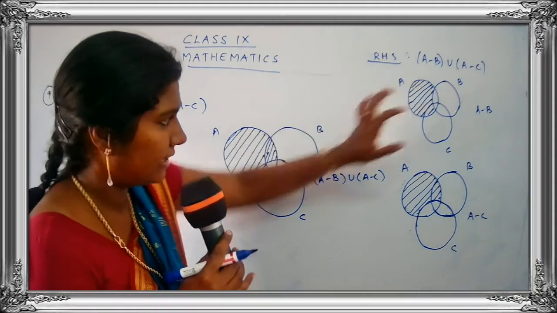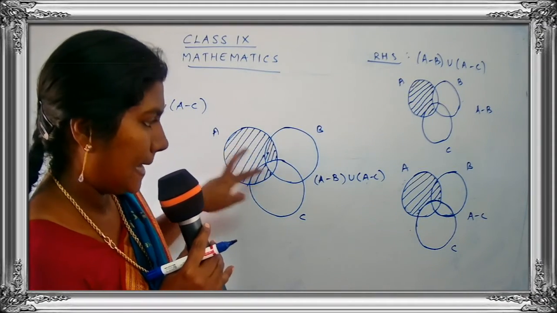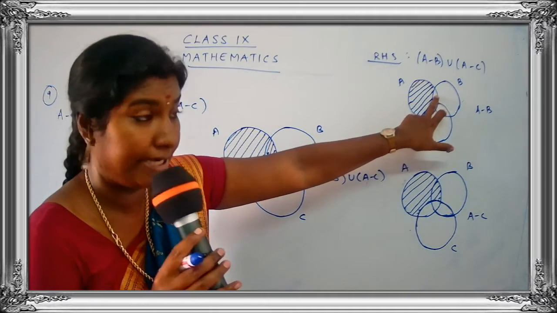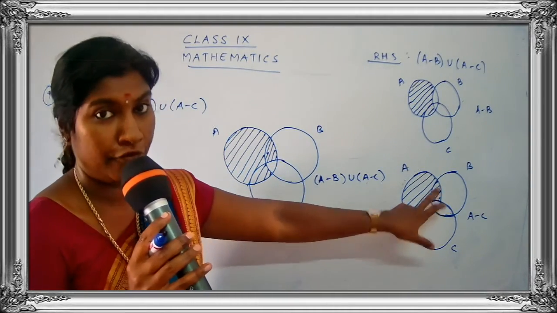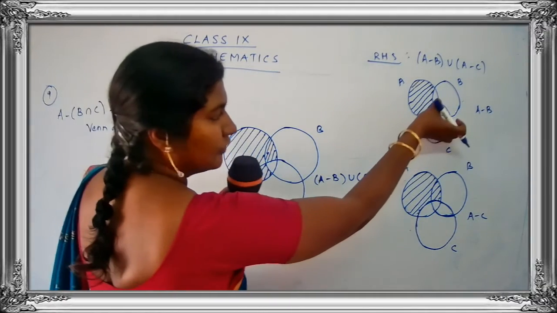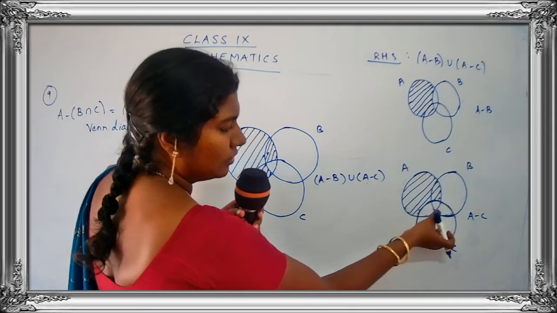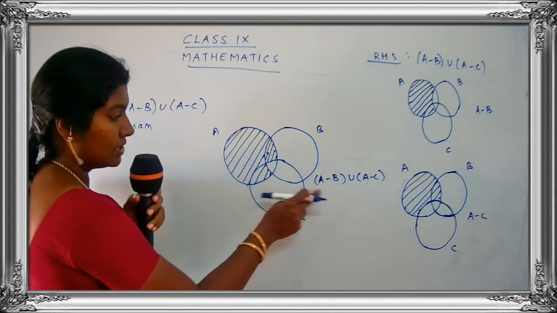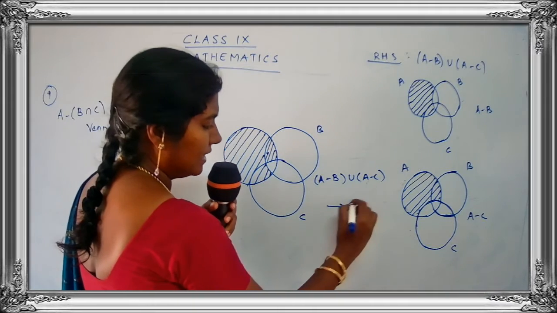So the A part was shaded. So I have shaded the A part. And then here the common part was shaded. Here the common part is not shaded, but here the common part is shaded for A and B. So I am just shading the common part. So this part is left out. See, the middle part is left out. Here also I am leaving the middle part. So this is A minus B union A minus C.